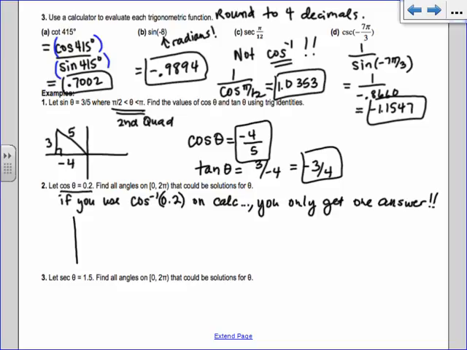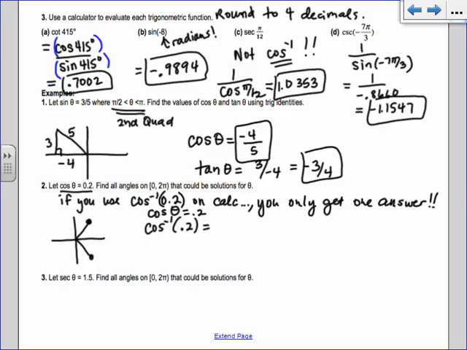So if cosine is equal to a positive 0.2, that means that I could be here in the first quadrant, or I could be in the fourth quadrant. Either one, it doesn't matter. So we're going to go ahead and do the inverse cosine of 0.2 on our calculator. So cosine of theta equals 0.2.